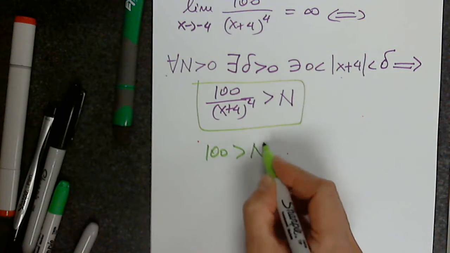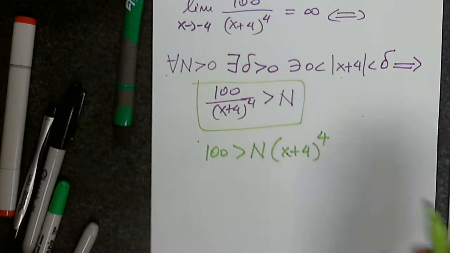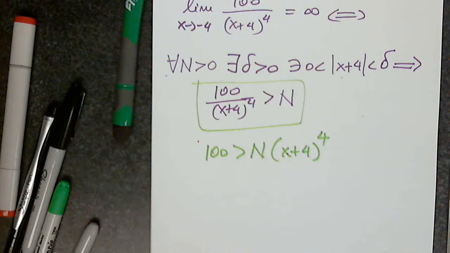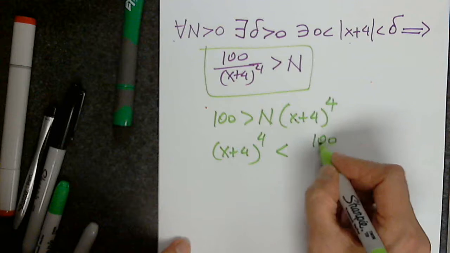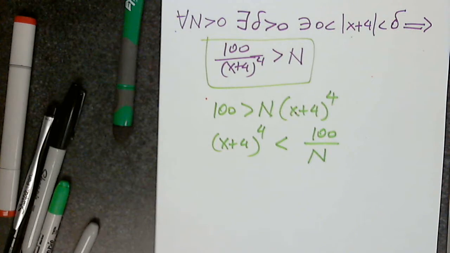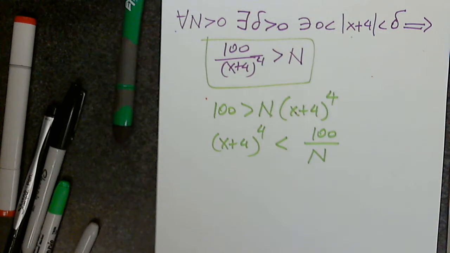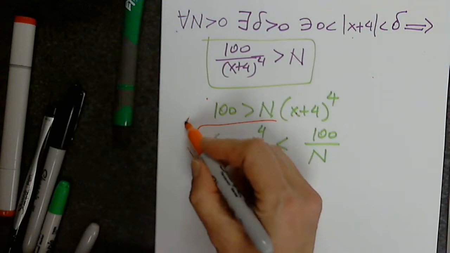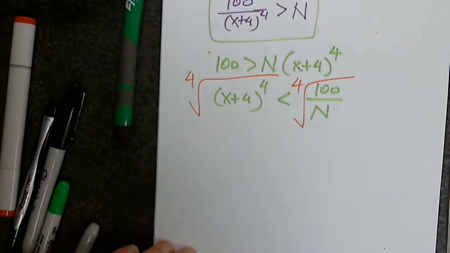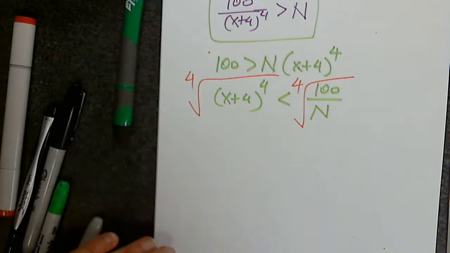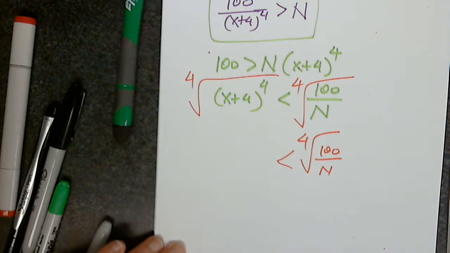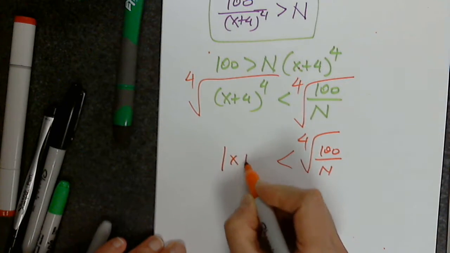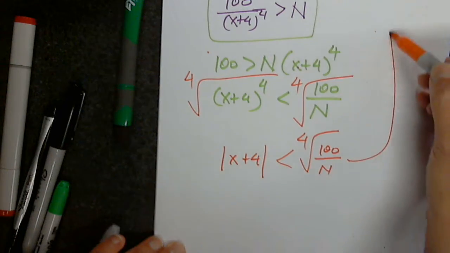Very good. Perfect. What do I have to do next? Exactly. I will take the 4th root from both sides. And careful what I write on the left. The right is very clear. But what do I write on the left? Very good. And I'm done.